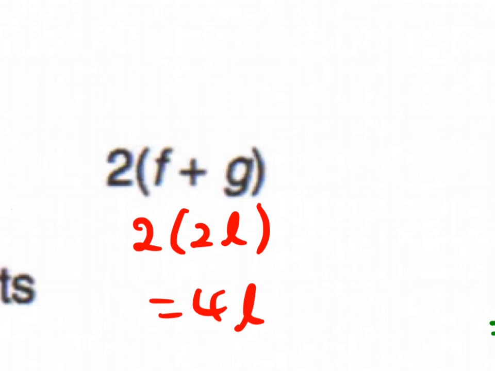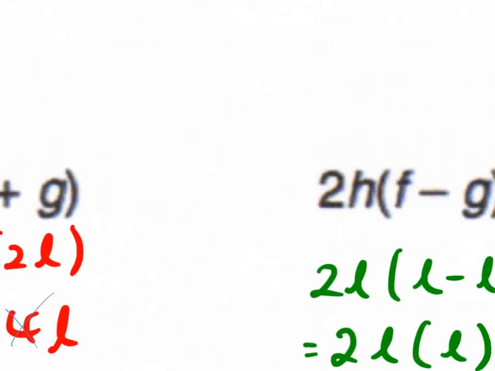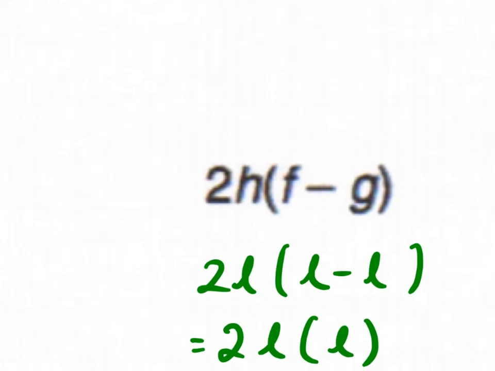And again, we could discount any numbers. We don't actually need to worry about those. But this is one you need to be careful with. Inside the bracket here, we're doing 2L and then brackets L minus L.